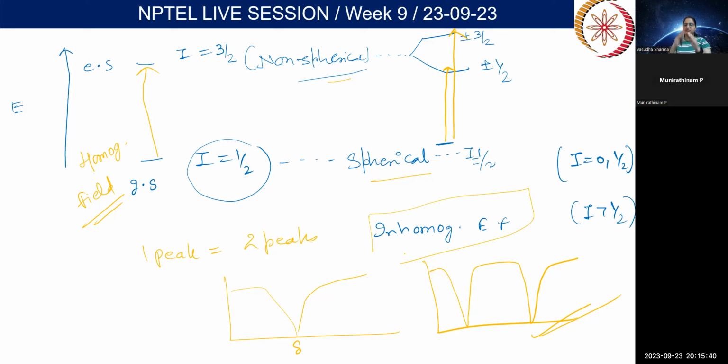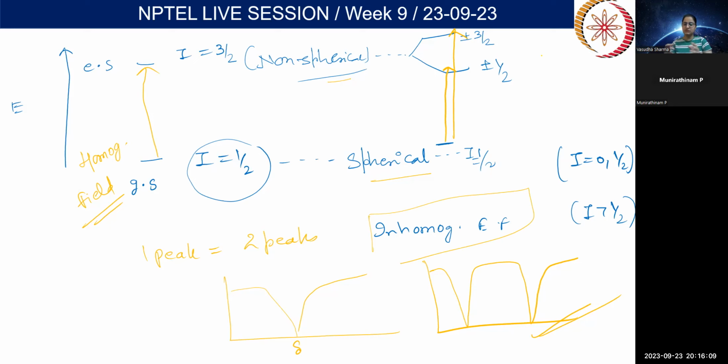That means there is some redistribution of the electric field. So spherical would remain as such. It was not going to affect anything. But non-spherical, in the case of this inhomogeneous field, will split into two parts: plus minus 3/2 above, plus minus 1/2 down. Therefore, from ground state to excited state, there are now two levels. One is ground to this lower level, and one is ground to the higher level. So earlier we were seeing only one peak, because of the homogeneous field.